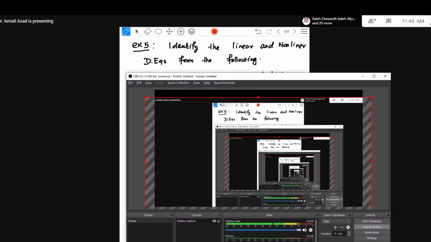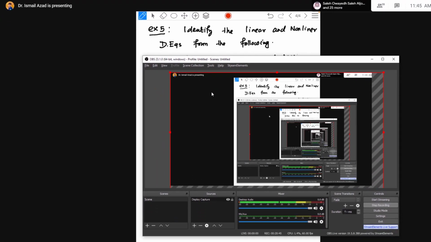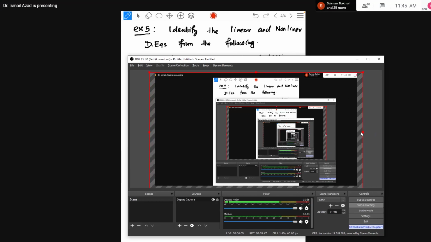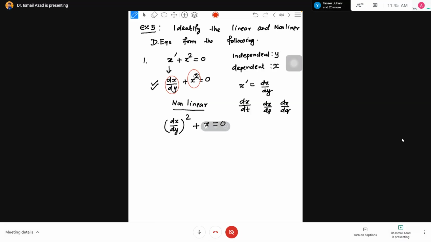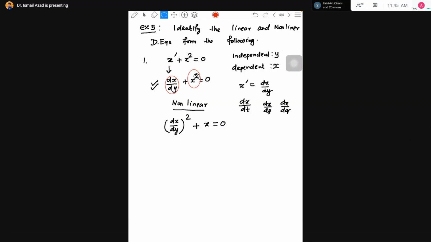Another example: if it is like this, and it is x equal to 0, what do you say? Is it linear or non-linear? Non-linear. Yes, because here the degree of the derivative is not 1. So it is non-linear.